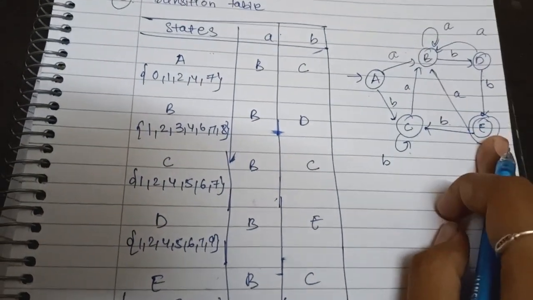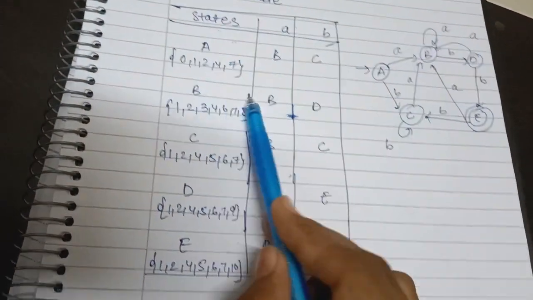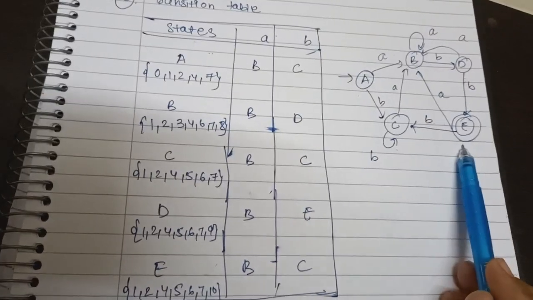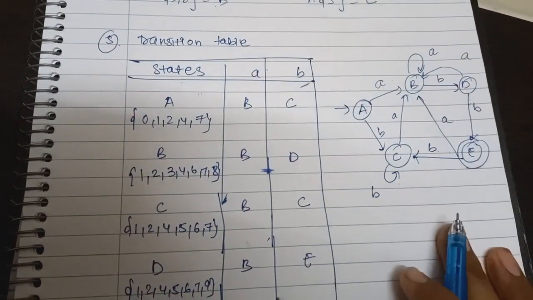Now while deciding the final state, we have to ask what our final state was: it was 10, and 10 is an element of which set? 10 is an element of E. So we have marked E as an accepting state or final state. So that's it for NFA to DFA conversion.